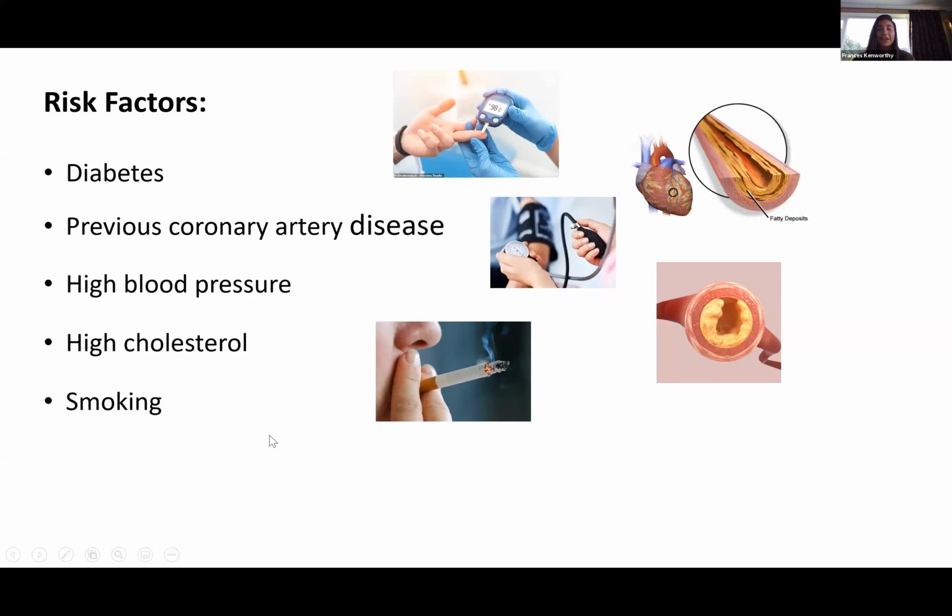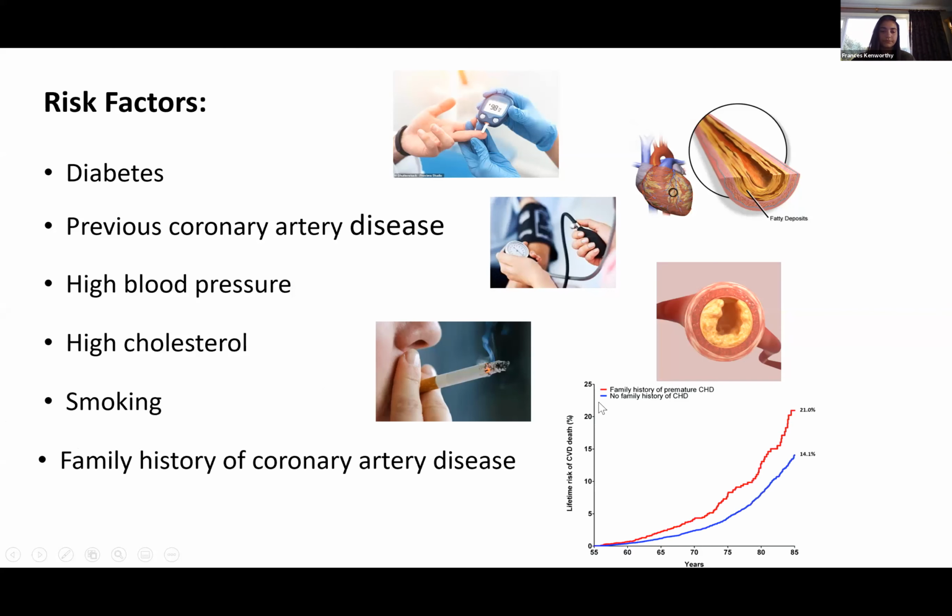Smoking as well. That's one thing you'll learn in medical school. Smoking, if in doubt, put it down as a risk factor. It causes a lot of disease and increases risk of a lot of things. So that also damages the inner layer of the blood vessel.